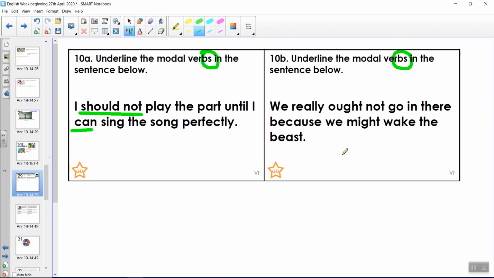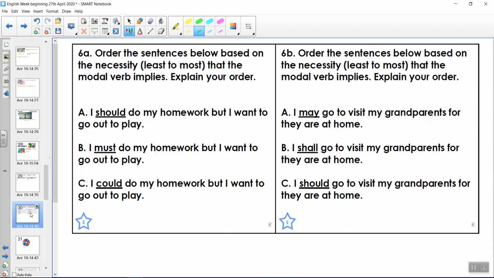We really ought not go in there because we might wake the beast. I can see the negative form of ought not, and I can see the word might. We might wake the beast. Pause the video and have a go at this one.